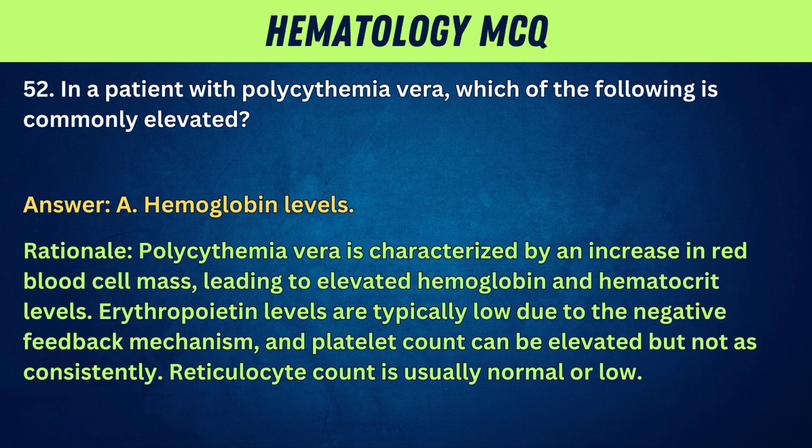Answer: A. Hemoglobin levels. Rationale: polycythemia vera is characterized by an increase in red blood cell mass, leading to elevated hemoglobin and hematocrit levels. Erythropoietin levels are typically low due to the negative feedback mechanism, and platelet count can be elevated, but not as consistently. Reticulocyte count is usually normal or low.